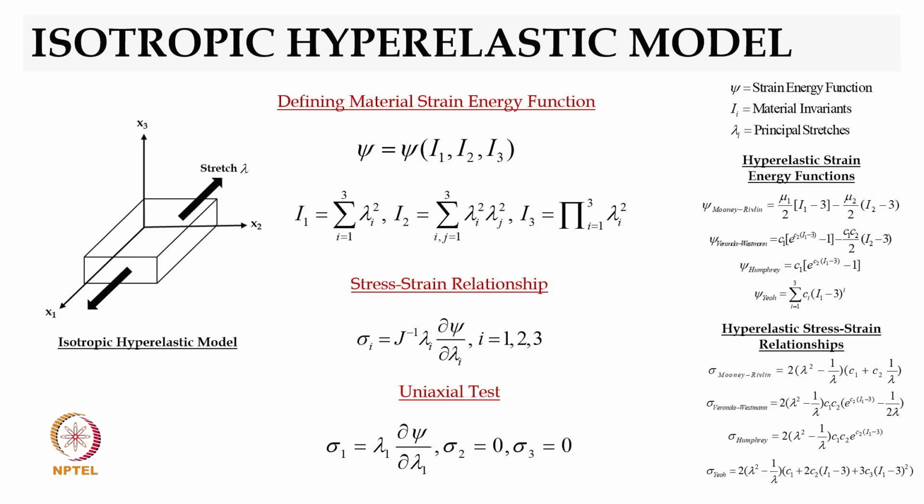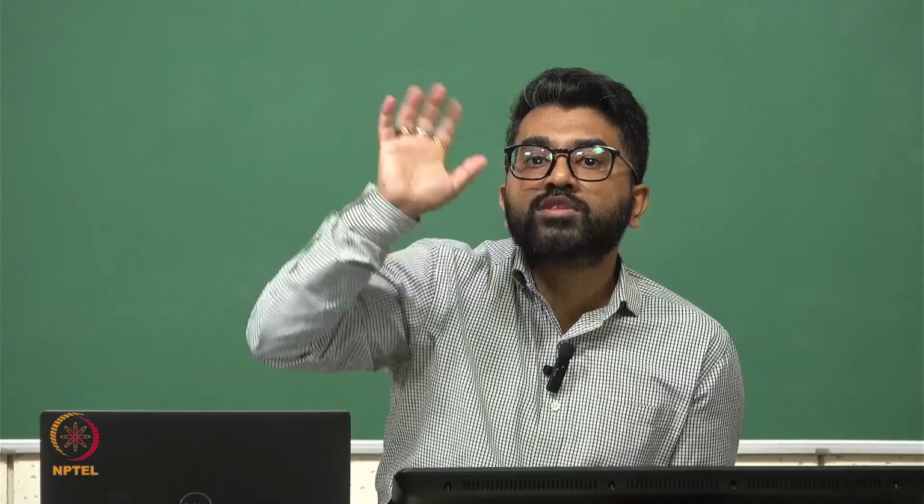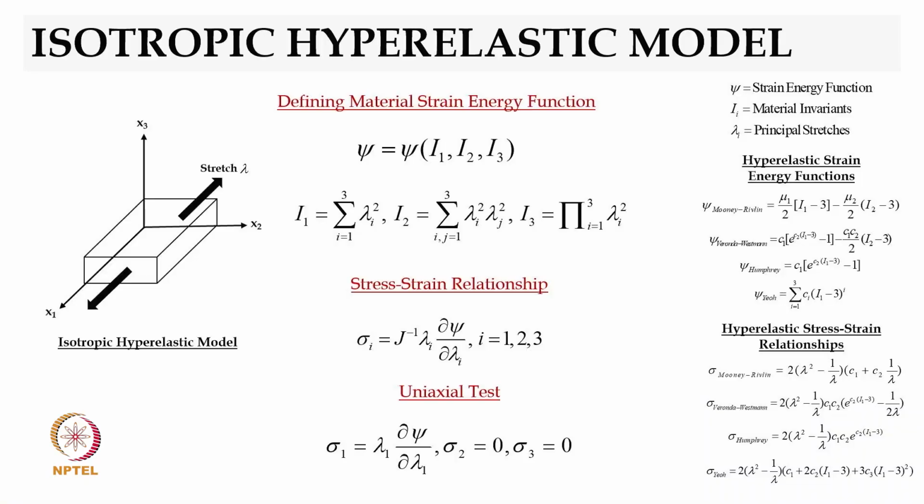You have a stress term and a stretch, which is lambda, which is nothing but 1 plus strain, 1 plus epsilon. Epsilon is usually the symbol for strain. So now you have an equation which can be fit with a stress strain response, a set of points which you get from your experiments. Similarly, Veronda-Westman, you have a very similar equation.